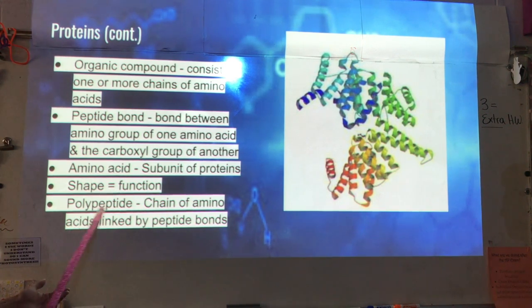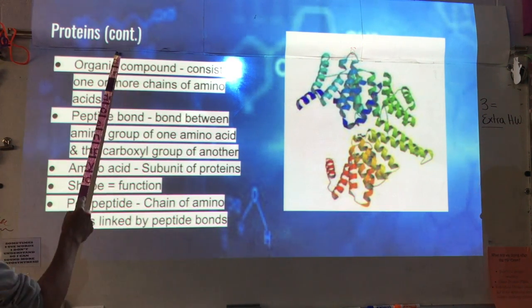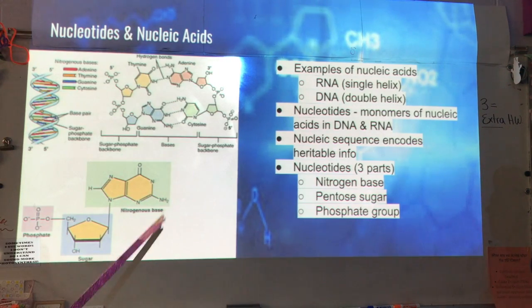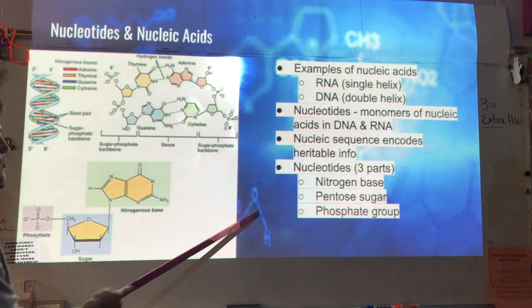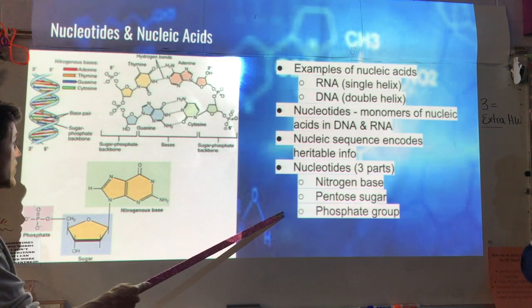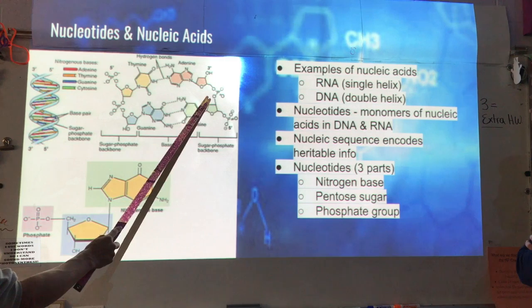And then a polypeptide is a chain of amino acids, which is linked by peptide bonds. So the peptide bond is what you need to remember to associate with proteins. There's nucleotides and nucleic acids. So if you want to take a look, there's the nitrogenous base. So the nucleotides are in 3 parts: the nitrogen base, a pentose sugar, and a phosphate group.